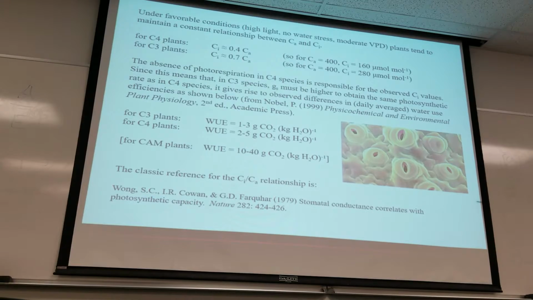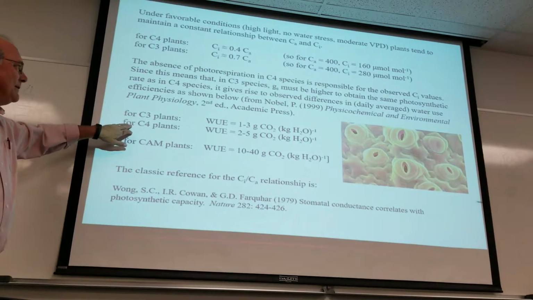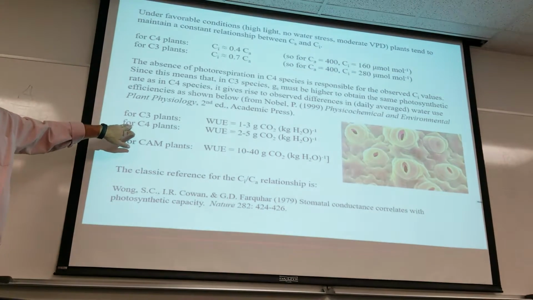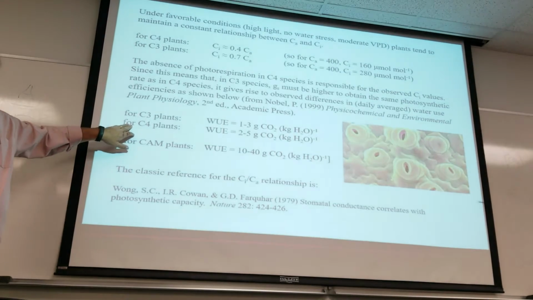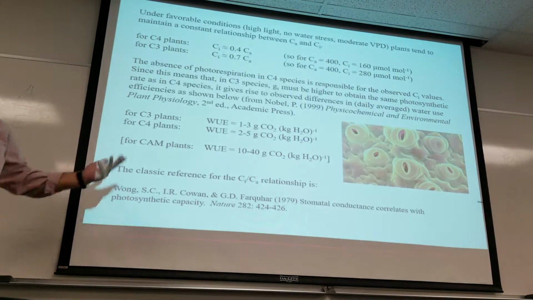Most plants are C3 plants. Maybe, what, 5% are C4 plants? 5% of all species in the world are C4s, and even less are CAM.